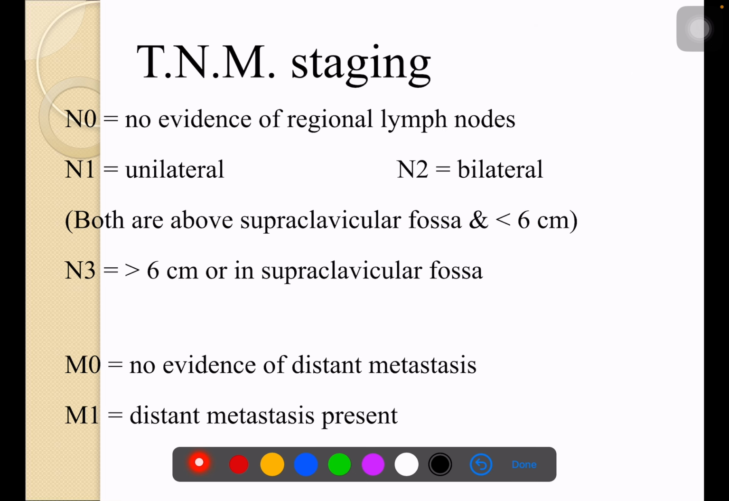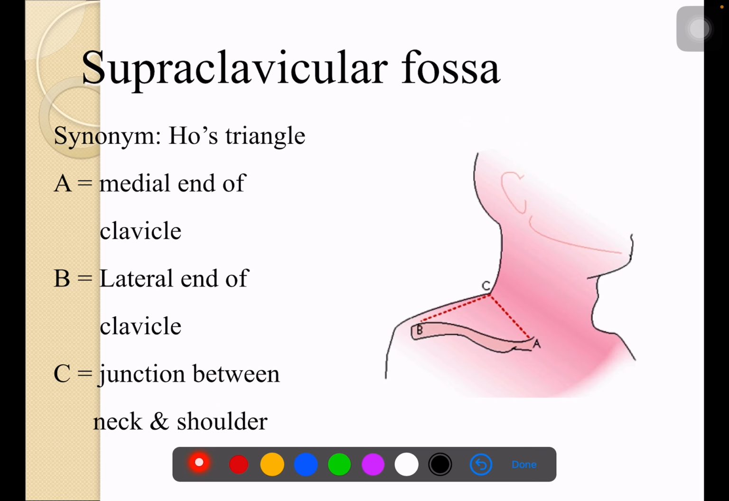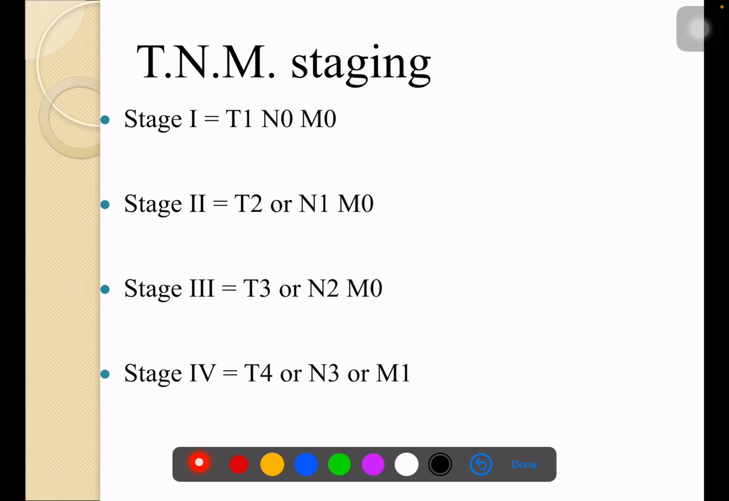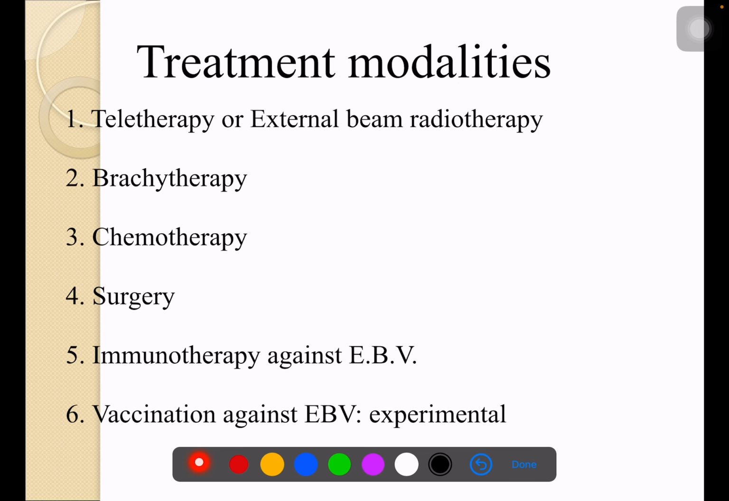Similarly, N0, N1, N2. So N1 is unilateral, N2 is bilateral. N0 means no evidence of regional lymph nodes. M0 means no mets, M1 means you have distant mets. Now this is the Ho's triangle, Ohngren's or supraclavicular triangle. Stage 1, 2, 3, 4. T1, T2, T3, T4. N0, N1, N2, N3. M0, M0, M0, M1. Differential diagnosis.